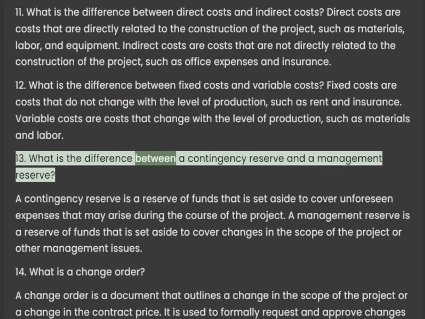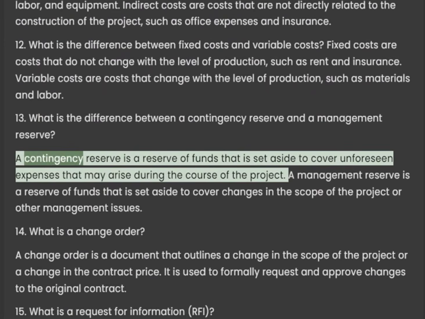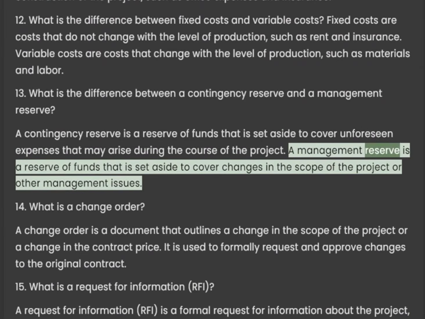13. What is the difference between a contingency reserve and a management reserve? A contingency reserve is a reserve of funds that is set aside to cover unforeseen expenses that may arise during the course of the project. A management reserve is a reserve of funds that is set aside to cover changes in the scope of the project or other management issues.